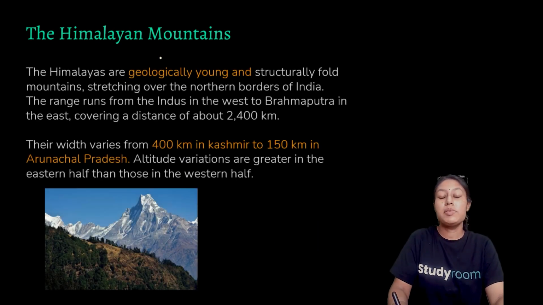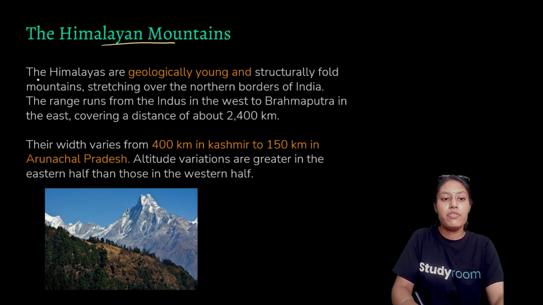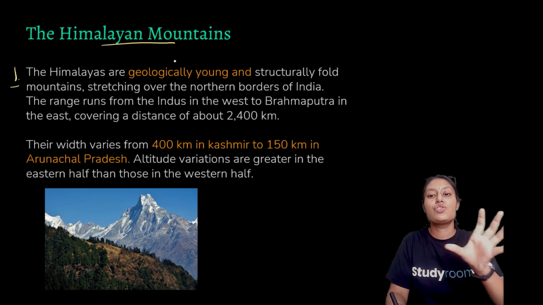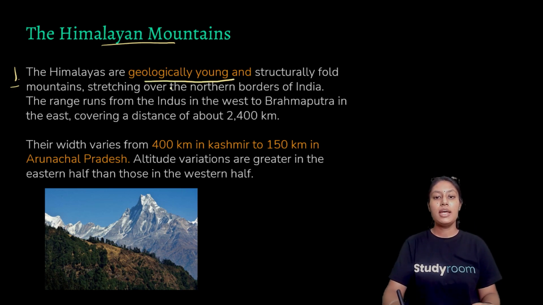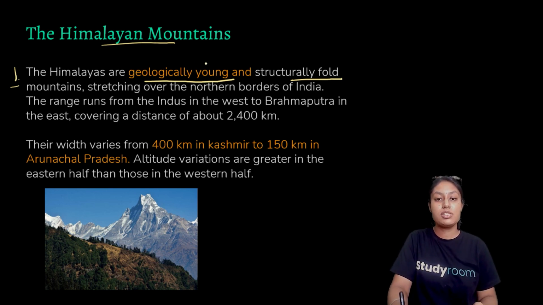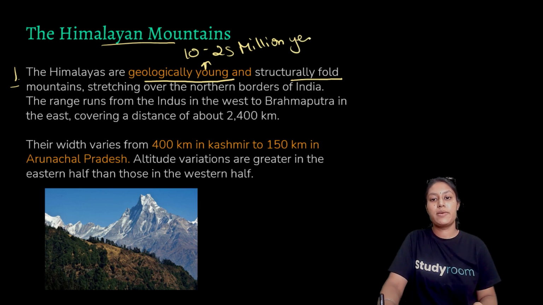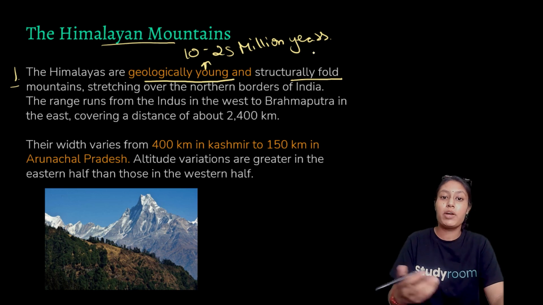Okay. So we will be studying about the Himalayan mountains first, the Great Himalayas. Very first thing is Himalayans, you have to just remember this all the time. This term, geologically young. They are young and structurally old. They are geologically young mountains. The reason to call the Himalayans young mountains is because their age is just between 10 to 25 million years. So yes, for humans it seems like they're very very old, but for mountains they're still very very young.